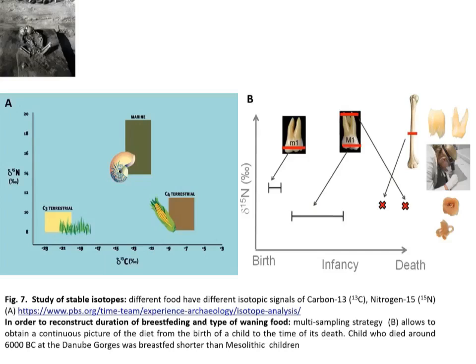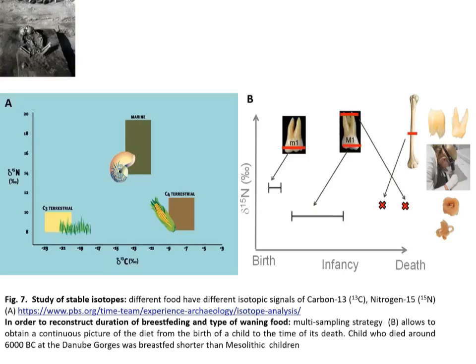This 4-year-old child was breastfed until the first year of life, and because we analyzed other children from the Danube gorges, that makes it possible to conclude that this duration of breastfeeding was much shorter than the duration of breastfeeding of some Mesolithic, but also of some Neolithic children in the same region.